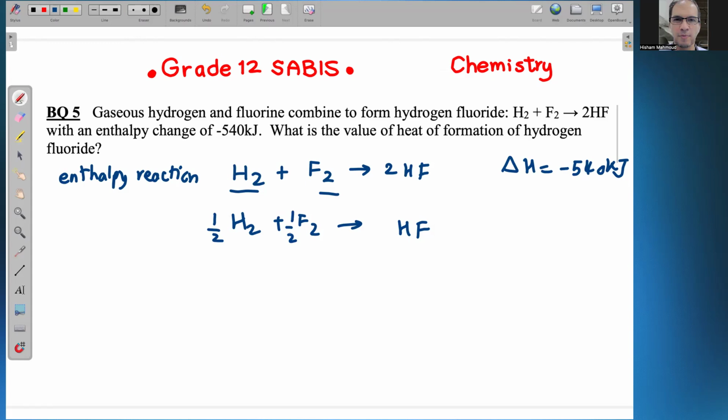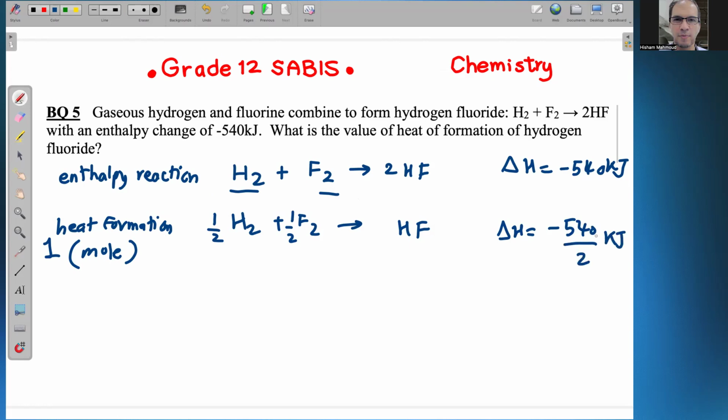This is divided by 2, this is divided by 2, this is divided by 2. Why? Because this is the heat of formation of hydrogen fluoride, not the enthalpy of reaction like this one. So basically, it looks the same, but the only difference is that here it has to be per 1 mole only. So delta H also will be divided by 2. That's minus 540 divided by 2, so delta H is equal to minus 270 kilojoules per mole.